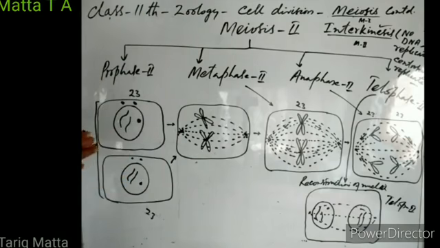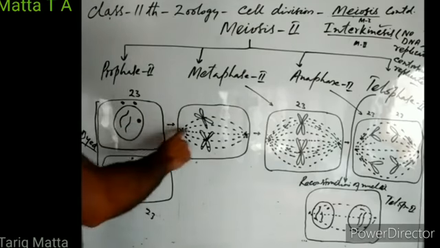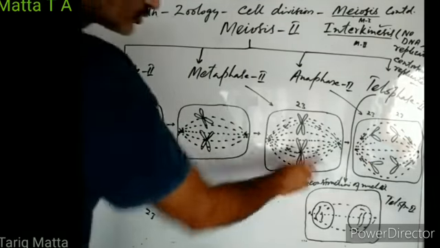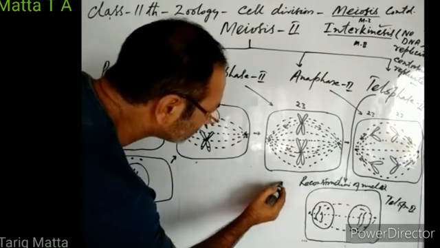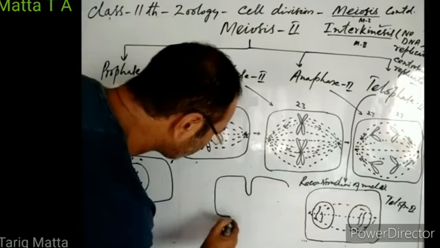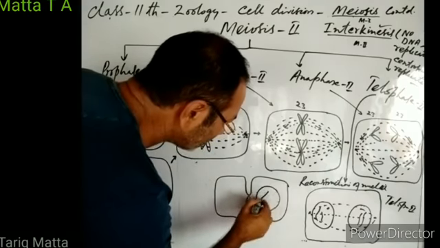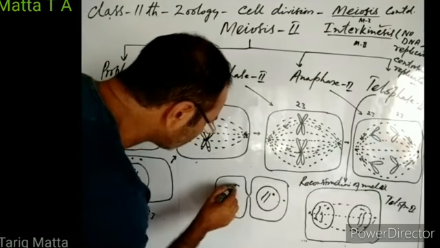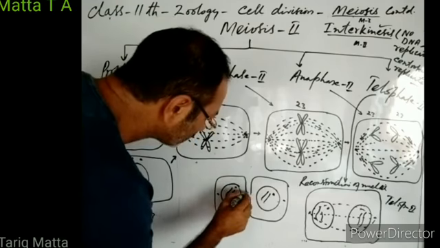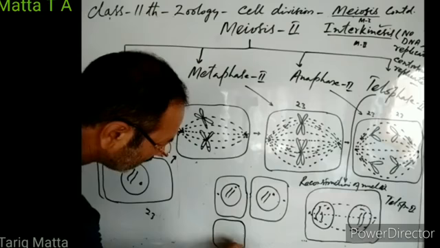So two cells had together entered into meiosis first. I am showing you the fate of one cell. Same thing happens with another cell. So this cell will divide into two daughter cells. This will divide into one daughter cell, this will divide into another daughter cell. Right? So similarly, this cell will also divide into two daughter cells in the same manner.